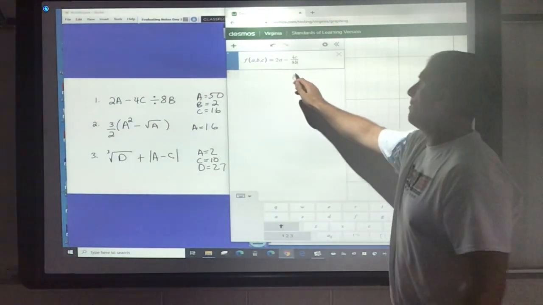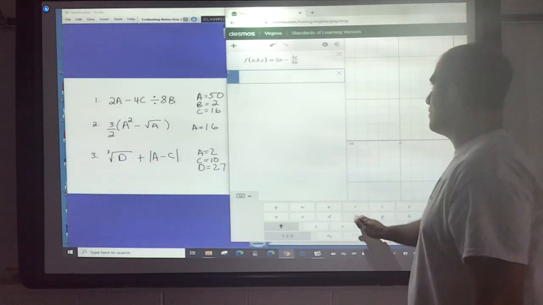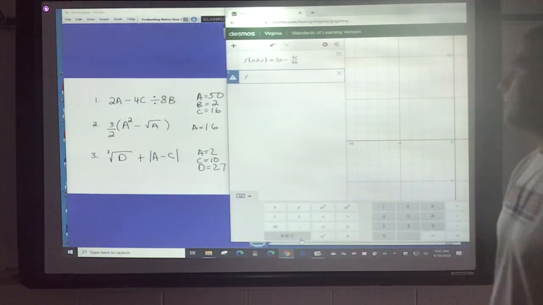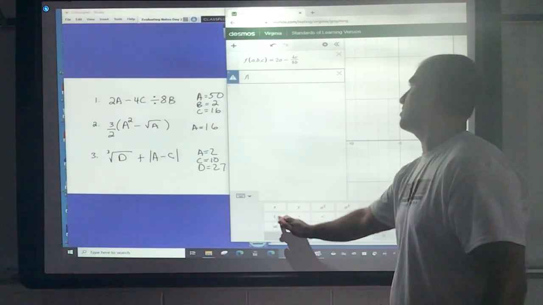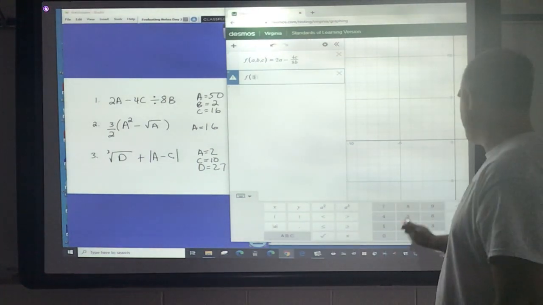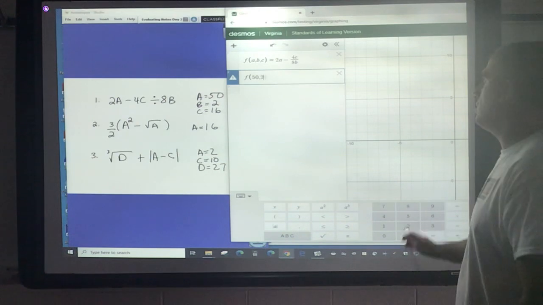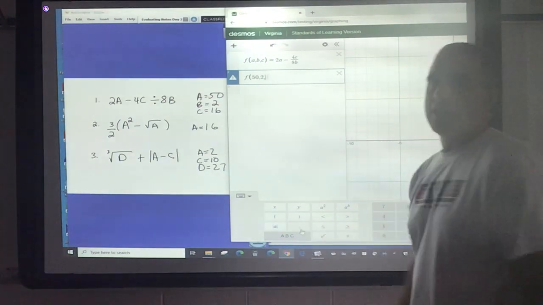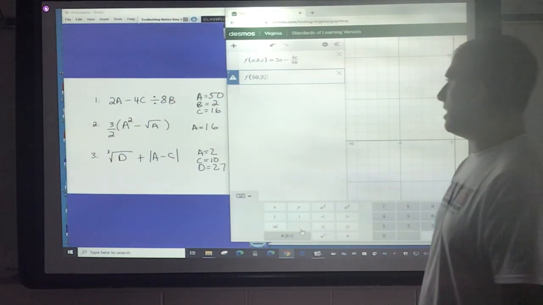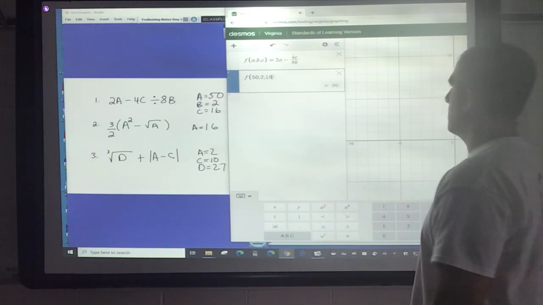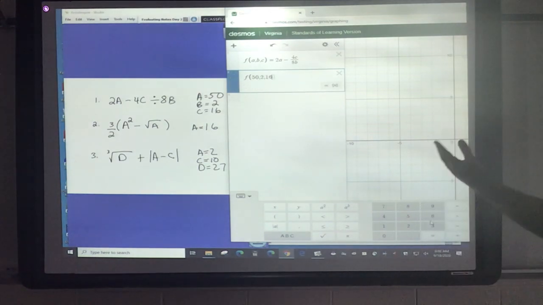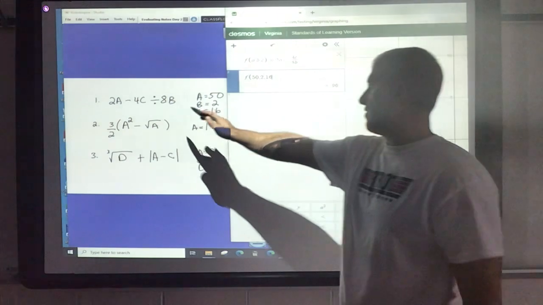The second line, what we want to do is put the function in again, and this time we want to put the actual amounts for those letters. So for A, it would be 50. For B, it would be 2. And for C, it would be 16. Okay, and then that's my answer. 96 would be the answer for that one.